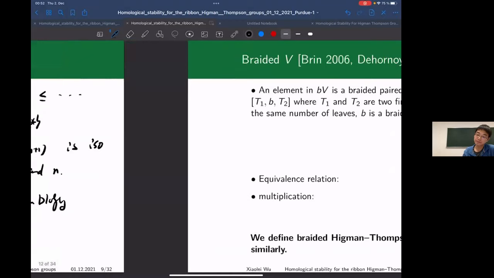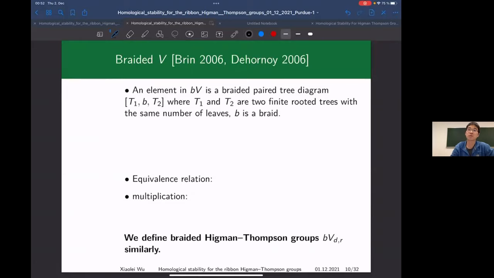So first we need a surface version of their groups. This has already been defined in literature, and the definition is also very simple. The first one is the braided V. Again it is a pair of tree diagrams, and T1, T2 are finite rooted binary trees. The only difference is that previously B is a bijection between leaves, but now you change it to a braid. Okay, so that's the only difference. When we draw the picture, we draw it a little differently. We draw the second tree upside down, just so that we can draw the braid easily.